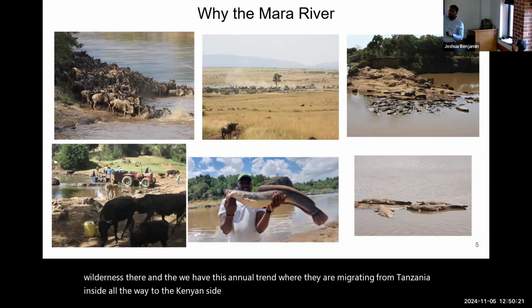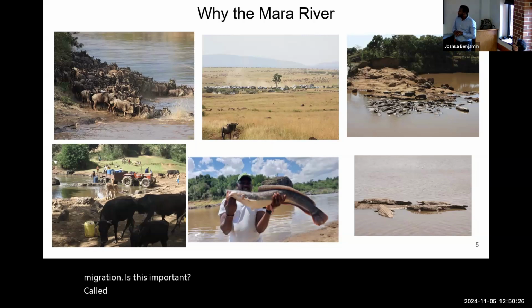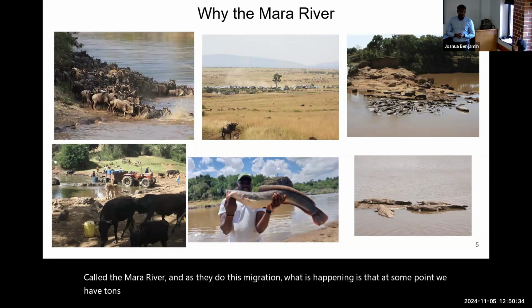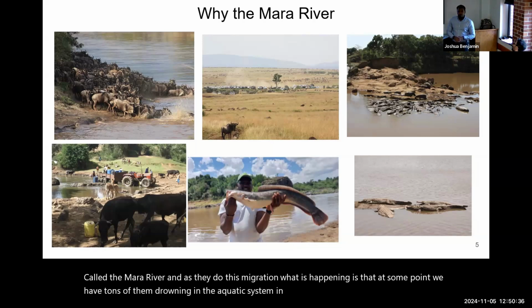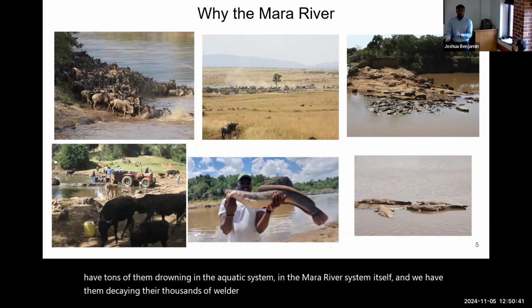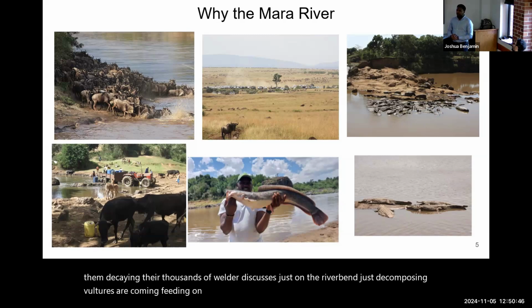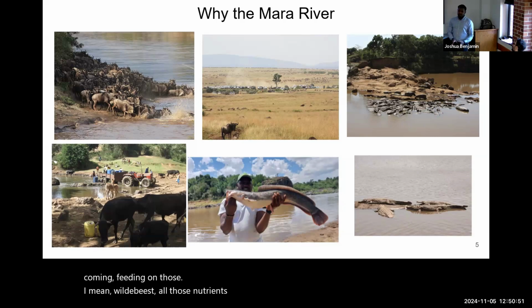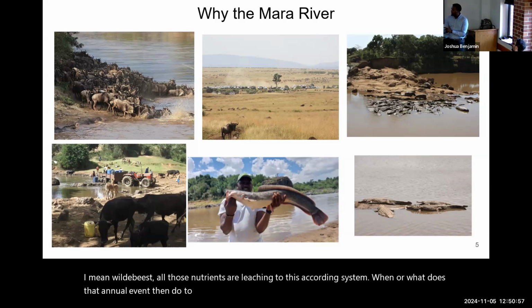The river they have to cross during this migration is the important river called the Mara River. As they migrate, at some point tons of them drown in the Mara River system itself, and they decay. There are thousands of wildebeest carcasses on the riverbed, just decomposing. Vultures come, feeding on those wildebeest. All those nutrients are leaching into this aquatic system. What does that annual event do to this important river system?